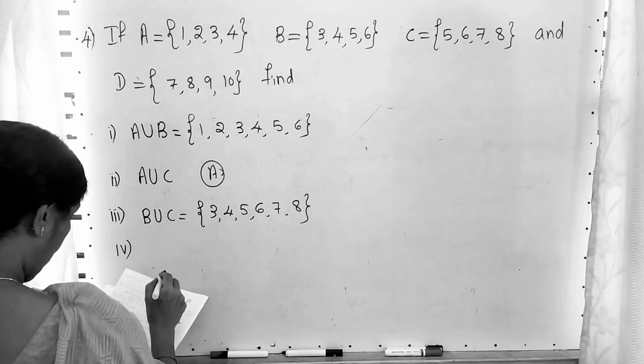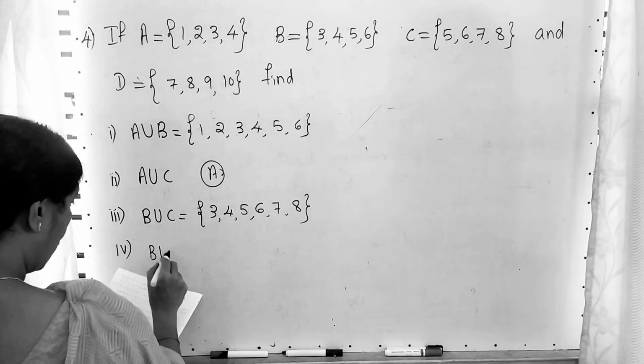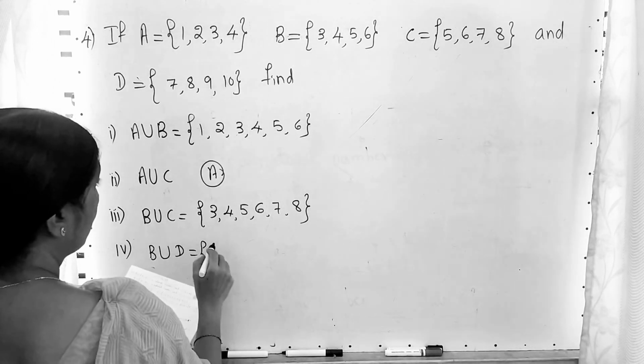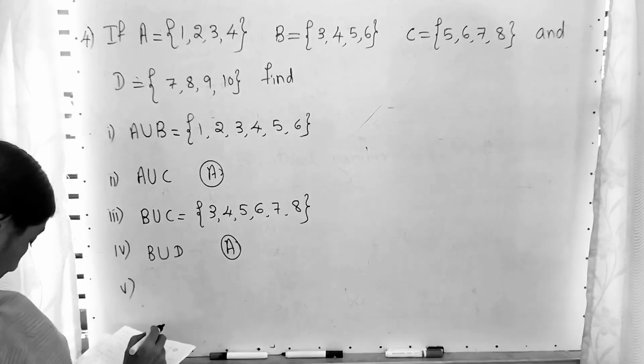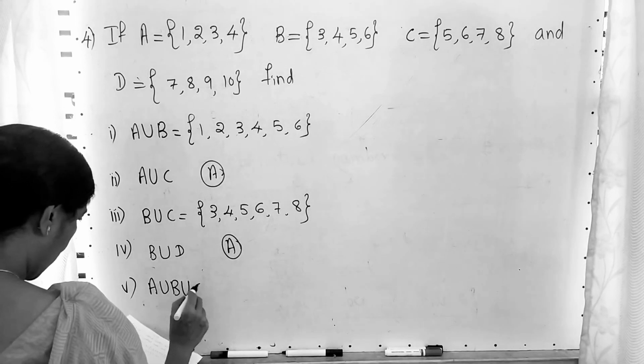The fourth one I am giving you as an assignment: B union D. You have to write it down. This is the assignment. Then the fifth one is A union B union C.